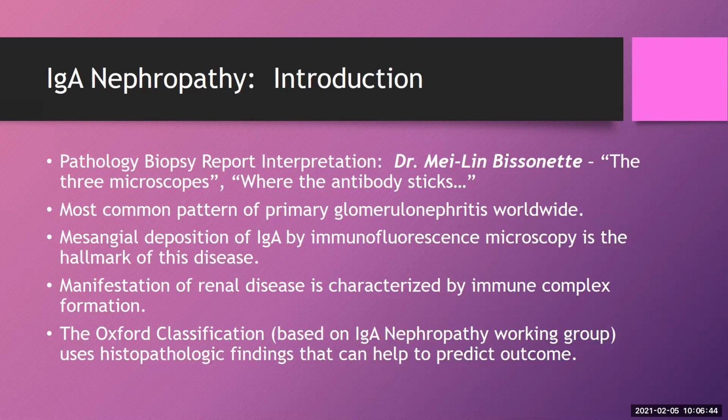So IgA is one of the most common patterns of primary glomerulonephritis that has been around since it was first described nearly 50 years ago. And again, that mesangial deposition of IgA is detected by immunofluorescence microscopy, and that finding is the hallmark of this disease. So where the antibody sticks, as Dr. Bissonnette referred to it, is in the mesangial areas. And this is where immune complexes form. And that's how the kidney disease, the hematuria and the proteinuria, is manifested.